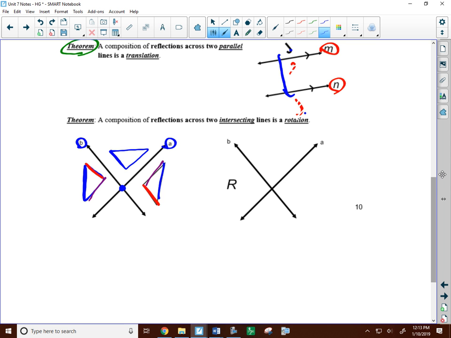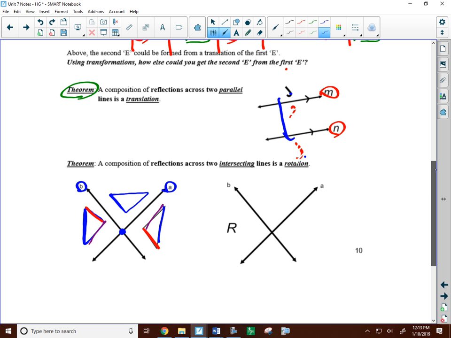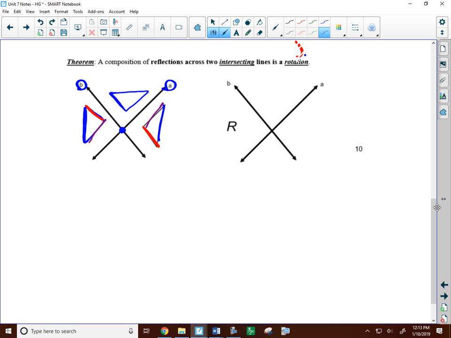So the first one up here, two parallel lines, you get a single translation. Two intersecting lines, you get a single rotation. Okay. Let's do it with the letter R. I think this one, once I reflect both times, you'll clearly be able to see how it's been rotated, if I can draw it well. So let's reflect that letter over line B. So it would be roughly.